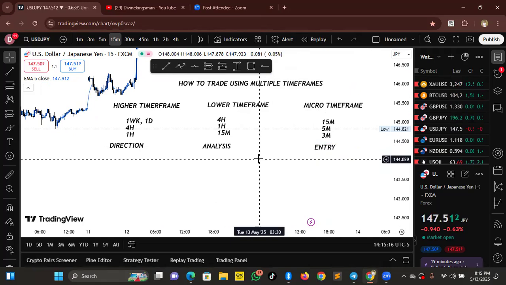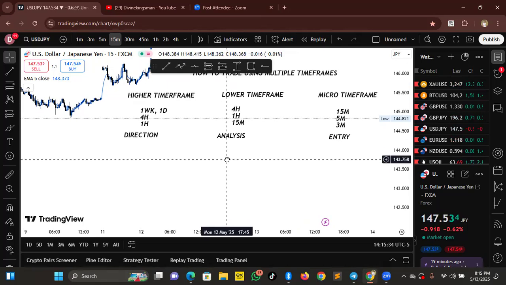Look for the direction of the market. Always look for the direction of the market. What is the market currently doing? Second, analyze: fundamental analysis, technical analysis, analyze. Third, look for your entry to place your trade, either for a buy or for a sell.